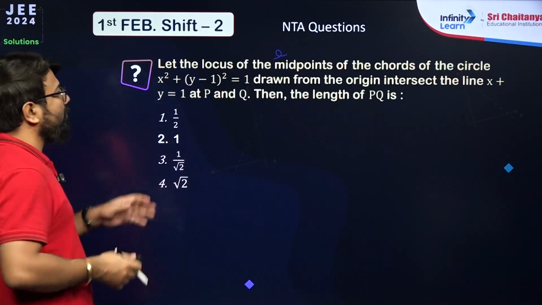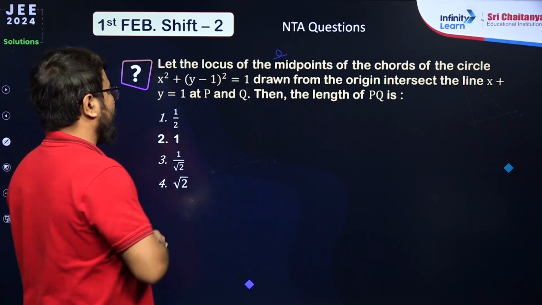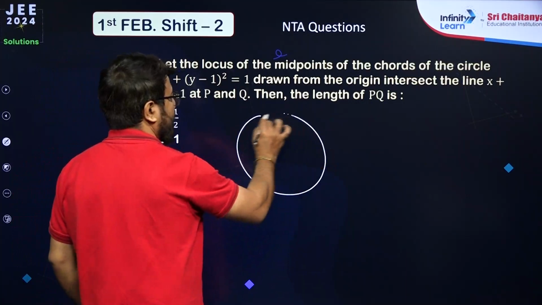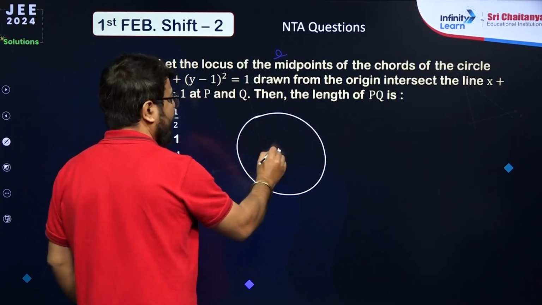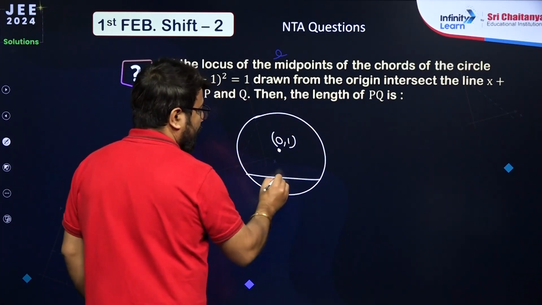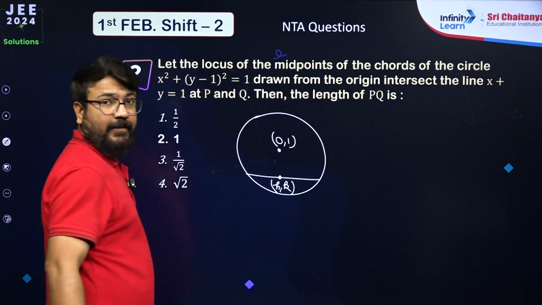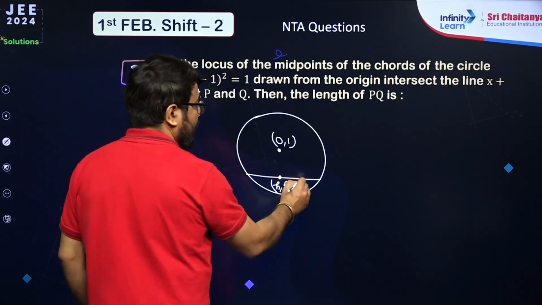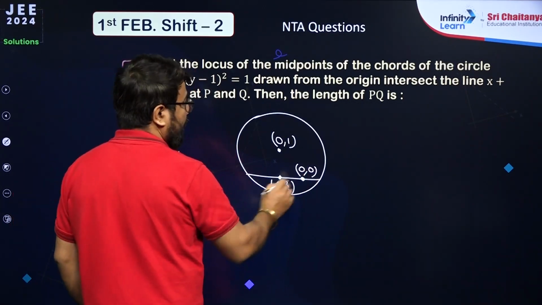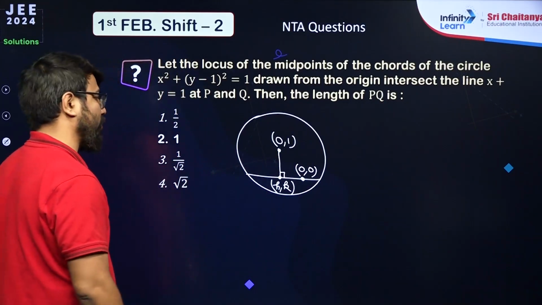Moving ahead to the next problem, let the locus of the midpoint of the chord of this circle drawn from the origin. So basically there is a circle given to us. This circle has its center at (0, 1). Now there is a chord whose midpoint is (h, k). I want to get the locus of this midpoint. Now this chord is passing through the origin (0, 0). Since this is a midpoint, there will be a 90 degree angle at this point.